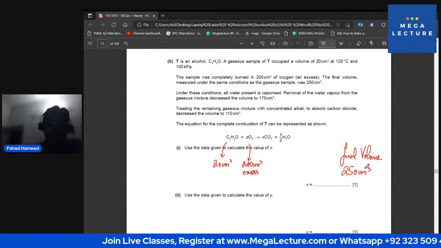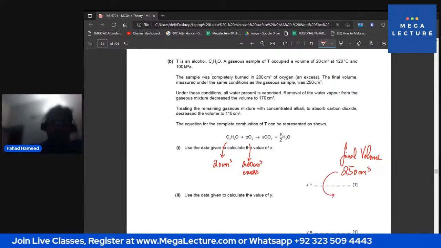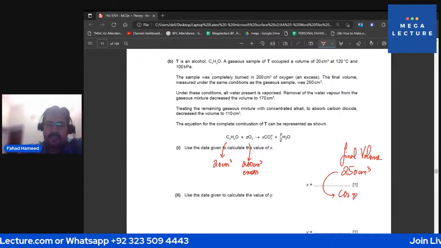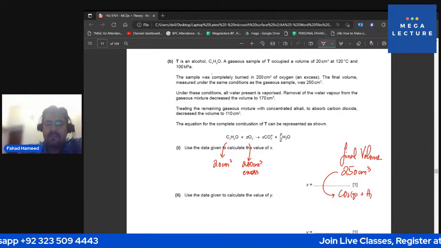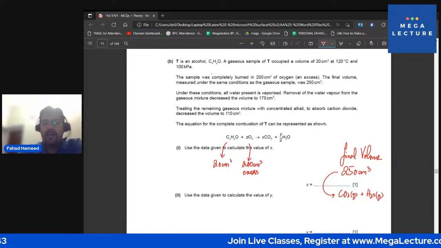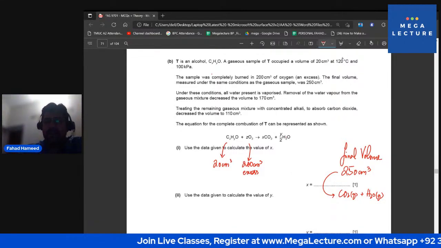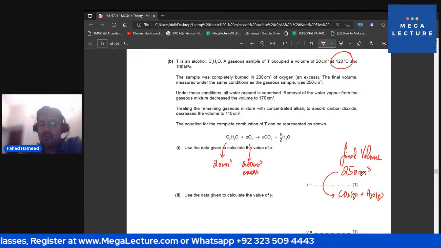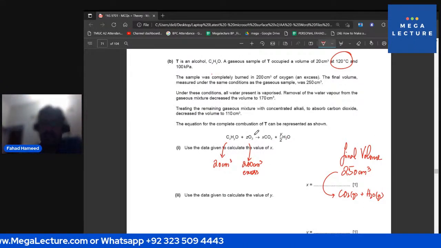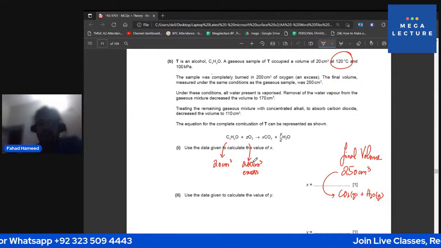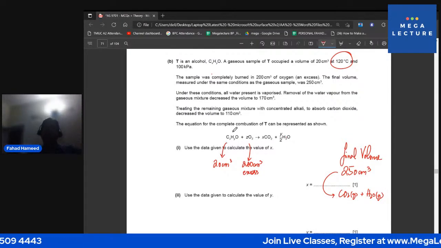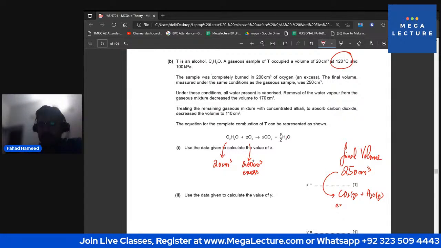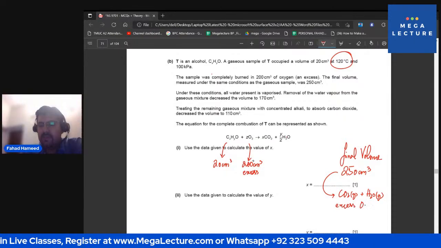So what does this 250 cm cube contain? This 250 cm cube has your products. It's got carbon dioxide, which is in gaseous state, and it's also got water vapors, which are in gaseous state. Why are they in gaseous state? Because they told us that the temperature is 120 centigrade. So water at 120 is going to be a gas. So that's my final volume. What else does the final volume contain? It also contains the leftover oxygen, because oxygen, remember, is in excess. So the alcohol would have completely reacted, but some of the oxygen would be left over. So there is some oxygen present as well.